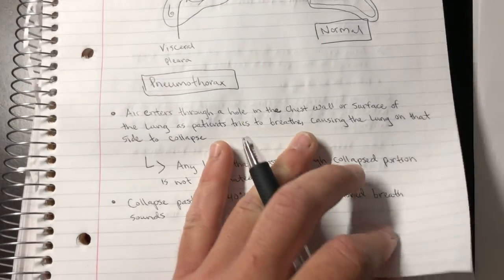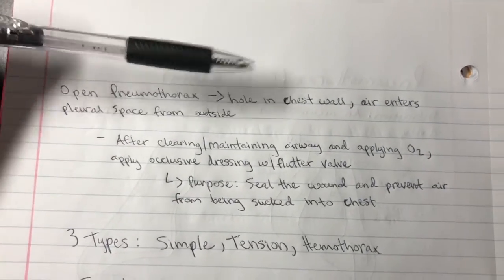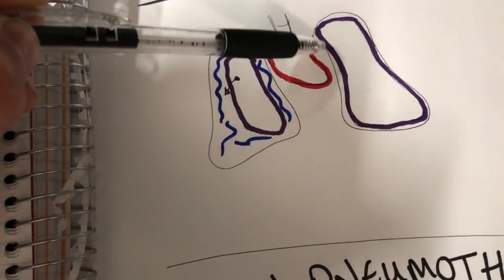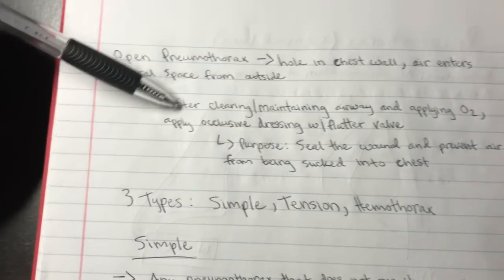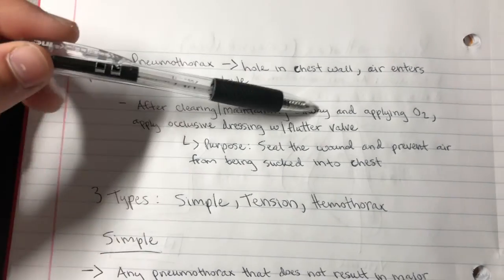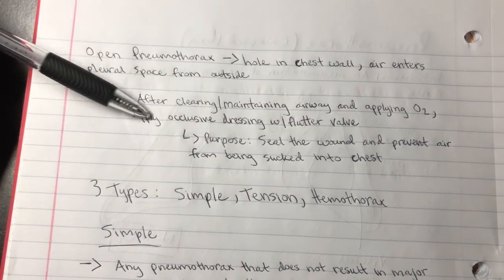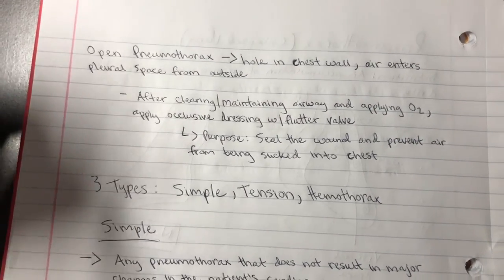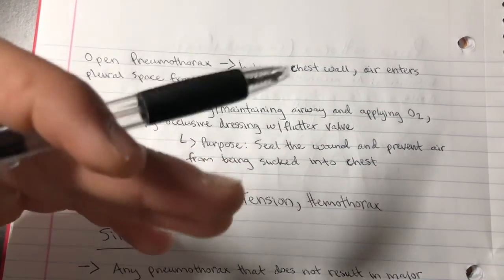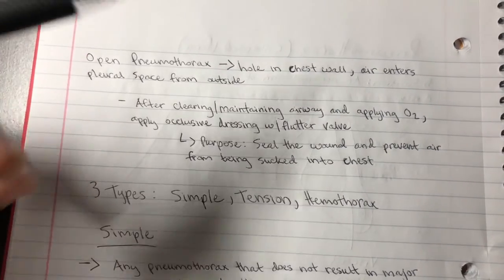There's also something called an open pneumothorax, also called a sucking chest wound, and that's when there is a hole in the chest wall, and air enters the pleural space, which again is this area right in here, from the outside. After clearing and maintaining the airway and applying O2, you want to apply an occlusive dressing, which basically prevents air from getting in, because it's sealed. There's no space for the air to get in.